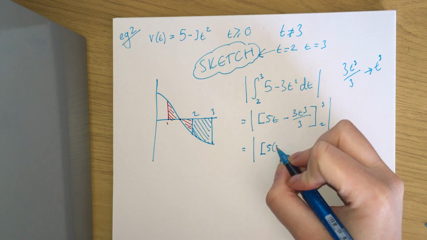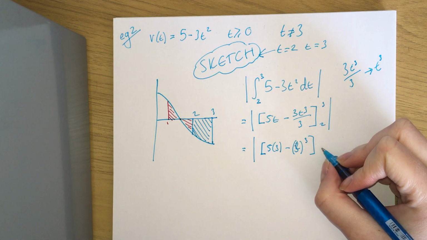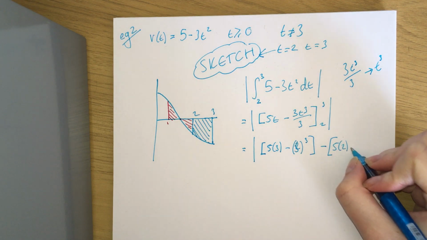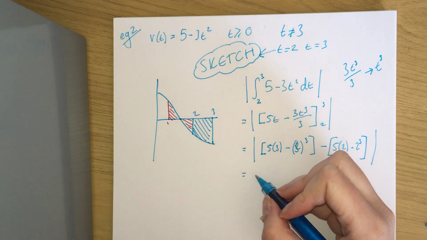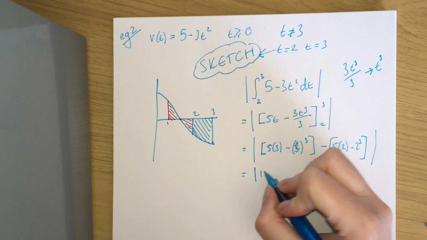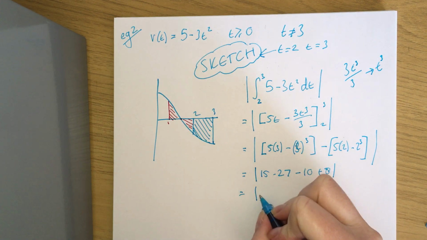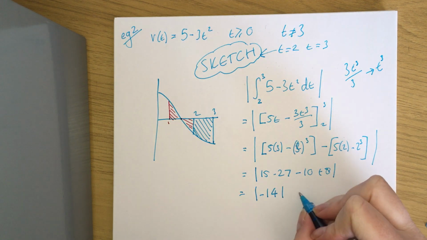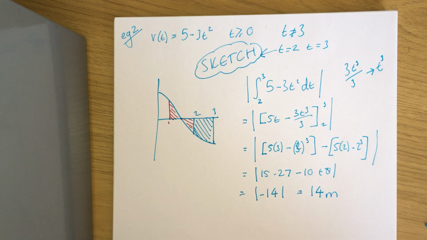So substitute in my upper bound. So 5 times 3, subtract 3 cubed, take away 5 times 2 minus 2 cubed. So all of that is being modulus, which is totally not a word, but it's the absolute value of that result. So 15, subtract 27, subtract 10, add 8. So I want the modulus of negative 14, which is 14 metres itself. Okay? So this is why sketching is just so important.